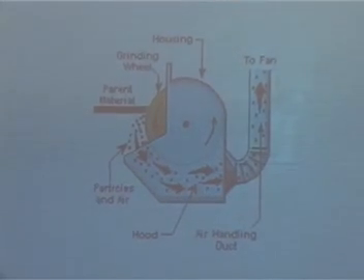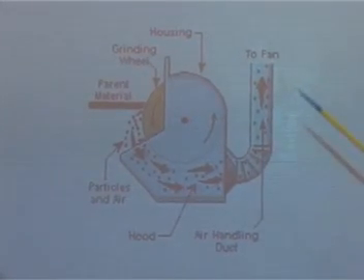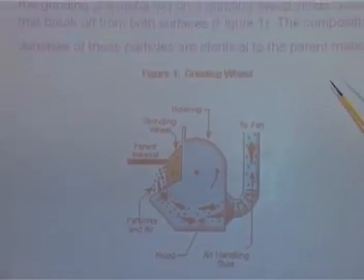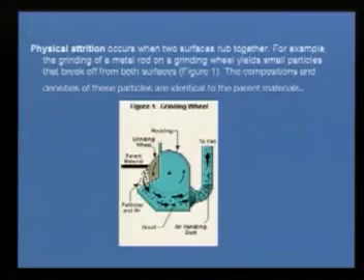If you don't mention here, it will be shown in a moment. Attrition occurs when two surfaces are rubbed and yields small particles that break off from both surfaces. So the composition and densities of these particles are identical to this material. Okay, so that won't change. So this is one way.